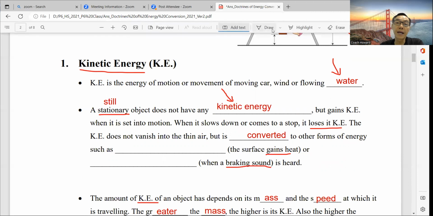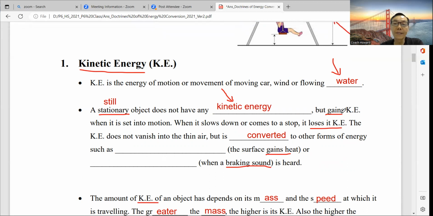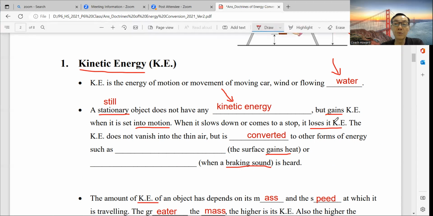So this word you need to highlight, because the words gain and lose occur very commonly in this topic. Gain means increase. When you increase the kinetic energy of a stationary object, you will set it into motion, meaning it begins to move. Conversely, let's say something is moving. If we slow it down, it will lose kinetic energy.